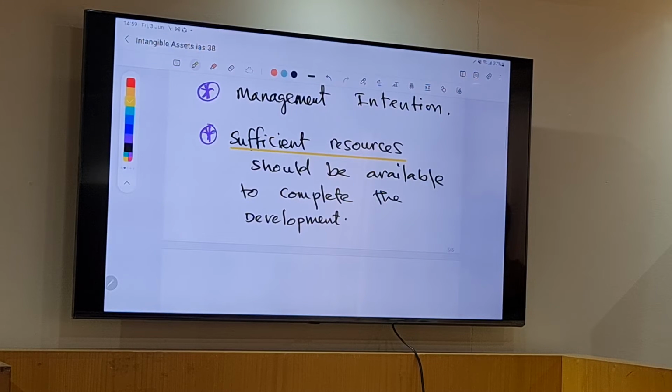Sufficient means enough. Enough means the required amount. Let's say I need 1 million investment, so you should have 1 million cash. Clear? So that's the fourth condition. Fifth condition.